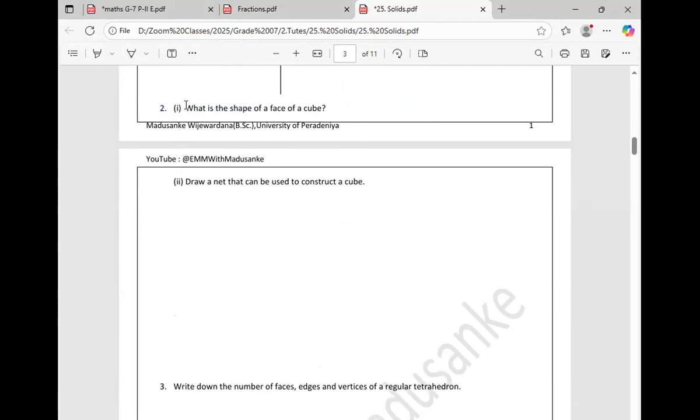Okay. So what is the shape of a face of a cube? You know this. I have explained it to you. What is the shape of a face of a cube? So the shape, you know already, is square. So the answer is square. So this is called a cube.